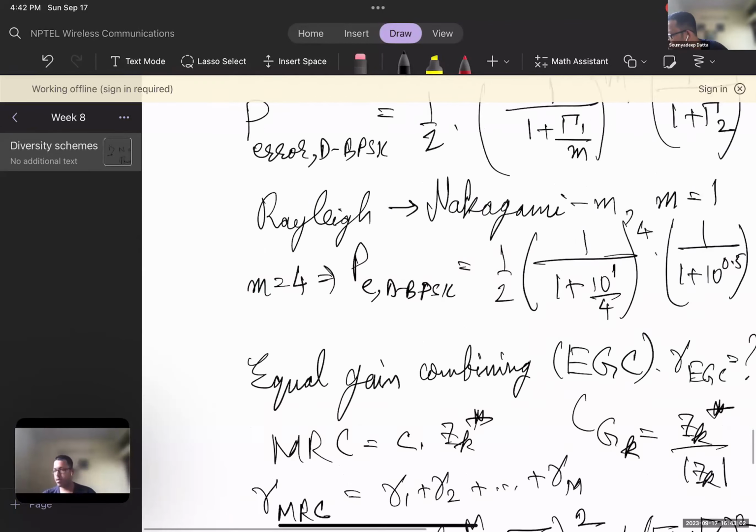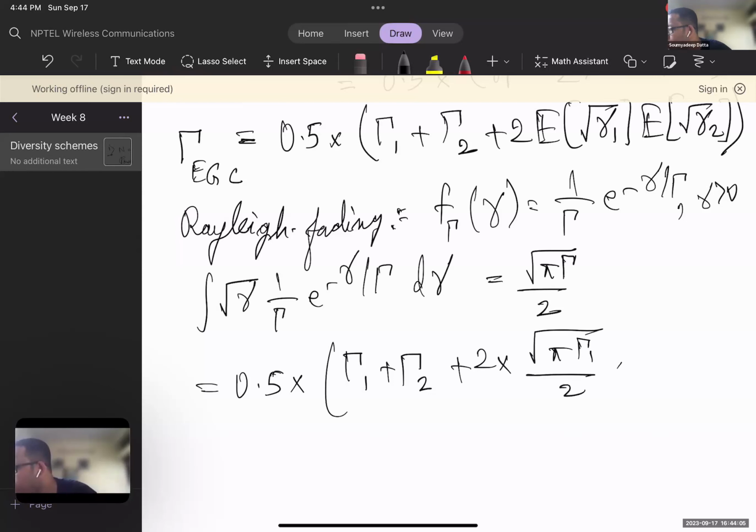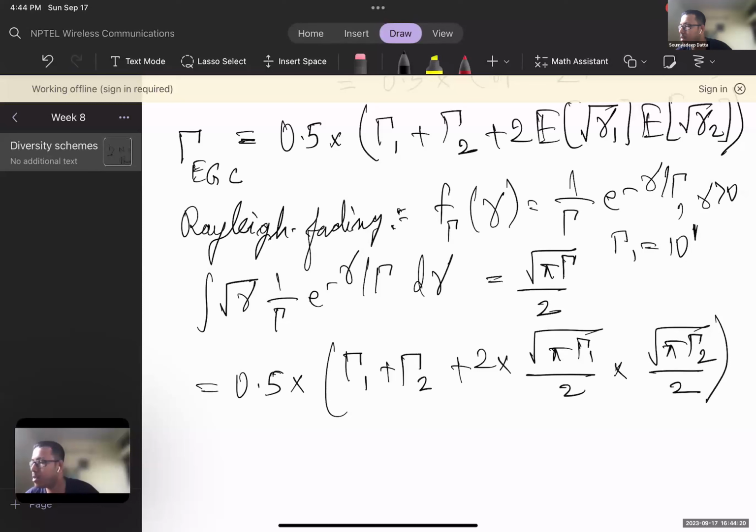And so if you just plug in this formula, you will get your answer as something like capital gamma 1 plus capital gamma 2 plus 2 times root over pi gamma 1 by 2 times root over pi gamma 2 by 2. And we know gamma 1 is 10 dB, so it's 10 to the power 1, and gamma 2 is 5 dB, so it's 10 to the power 0.5. And just put in the value and get your answer.